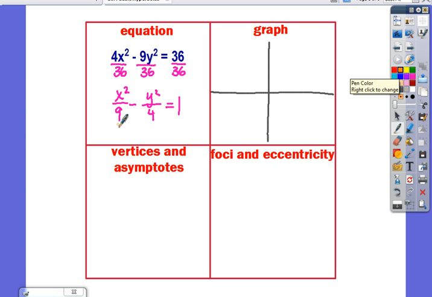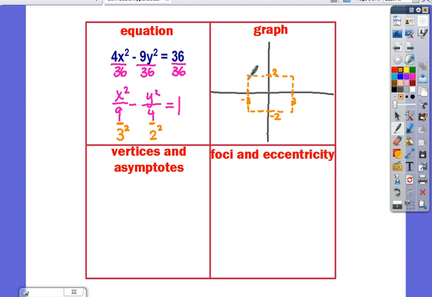So you'll see that under the x squared, we have a 9. So that means horizontally, we're going to go 1, 2, 3, 1, 2, 3. And vertically, we've got a 2 squared. So I'm going to go 1, 2, and 1, 2. And here, normally, this is when we would make our ellipse. But instead of connecting those to make an ellipse, we're going to make kind of this box thing. It's like the hyperbola box.